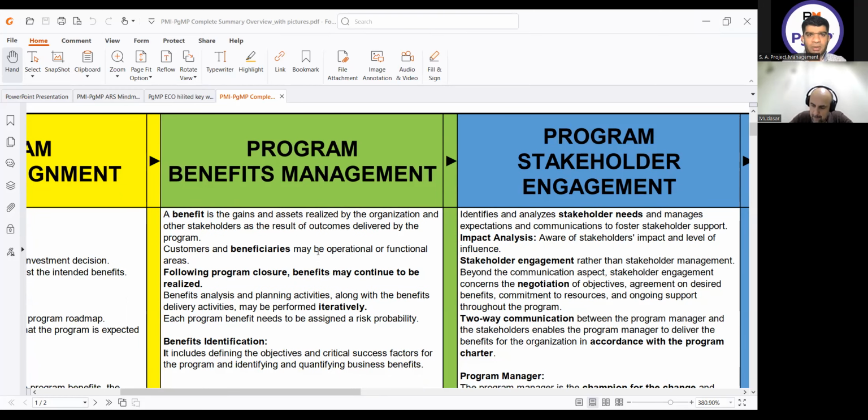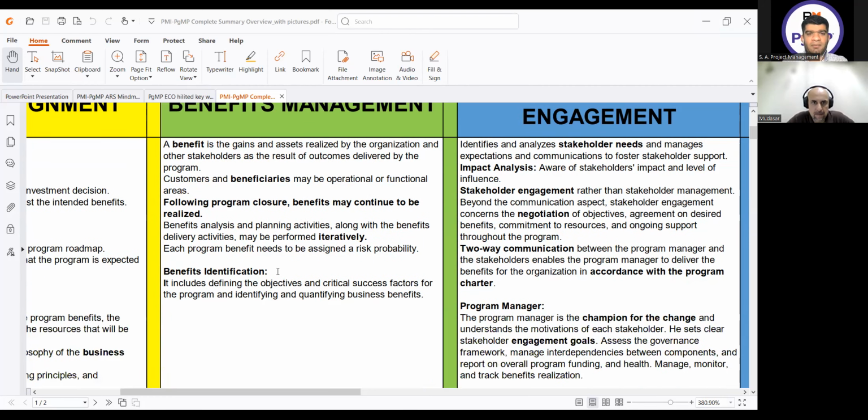So starting with the keywords of program benefits management, a benefit is the gains and assets realized by the organization and other stakeholders as the result of outcomes delivered by the program. And whenever we get the benefits, the benefits may be continued even after the program has been closed. That is in the benefits sustainment domain.